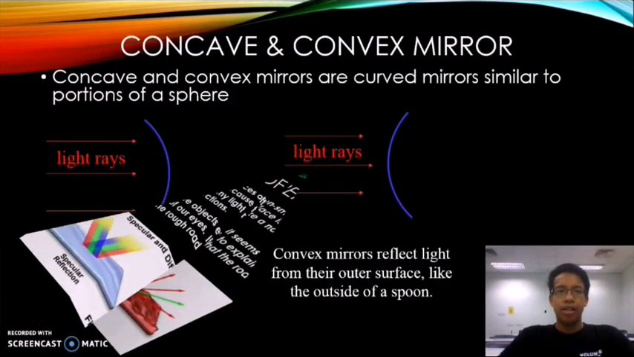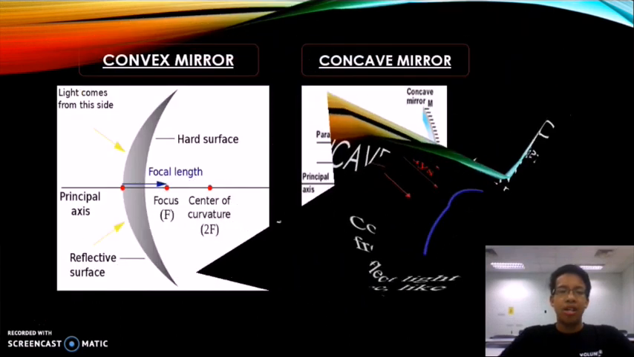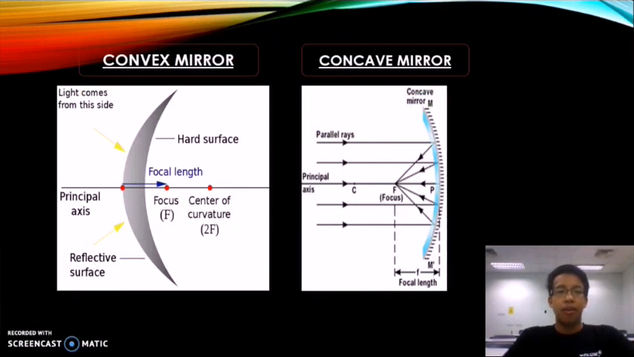Next is concave and convex mirror. Concave and convex mirrors are curved mirrors similar to a portion of a sphere. This is a concave mirror and this is a convex mirror. A concave mirror reflects light from its inner surface like the inside of a spoon, and a convex mirror reflects light from its outer surface like the outside of a spoon. This is an example of a convex mirror and a concave mirror.